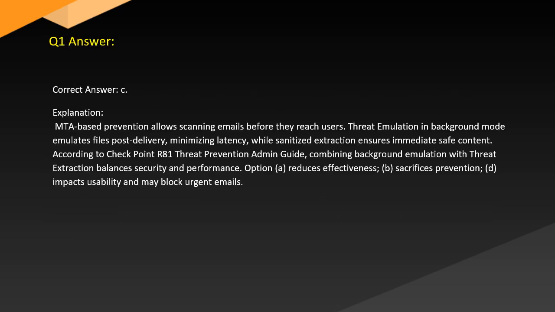Answer. Correct answer: C. Explanation. MTA-based prevention allows scanning emails before they reach users. Threat Emulation in background mode emulates files post-delivery, minimizing latency, while sanitized extraction ensures immediate safe content. According to the Check Point R81 Threat Prevention Admin Guide, combining background emulation with Threat Extraction balances security and performance. Option A reduces effectiveness. B sacrifices prevention. D impacts usability and may block urgent emails.